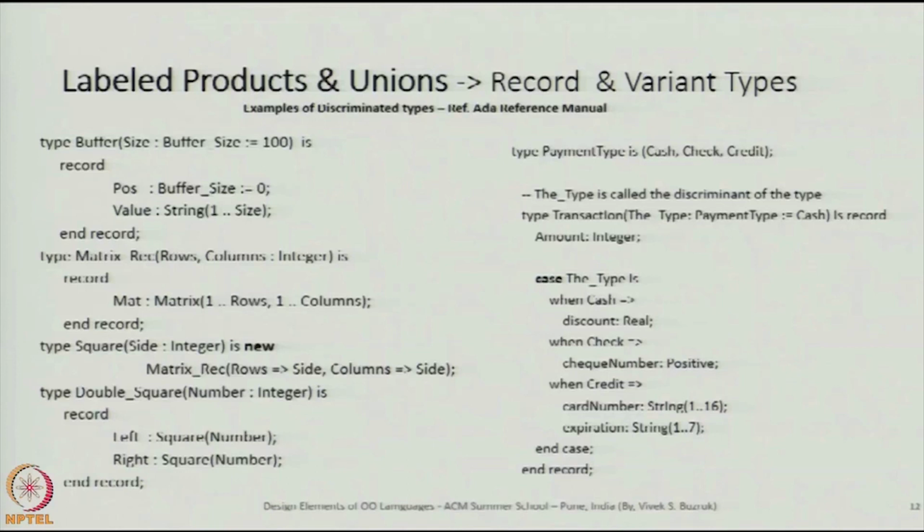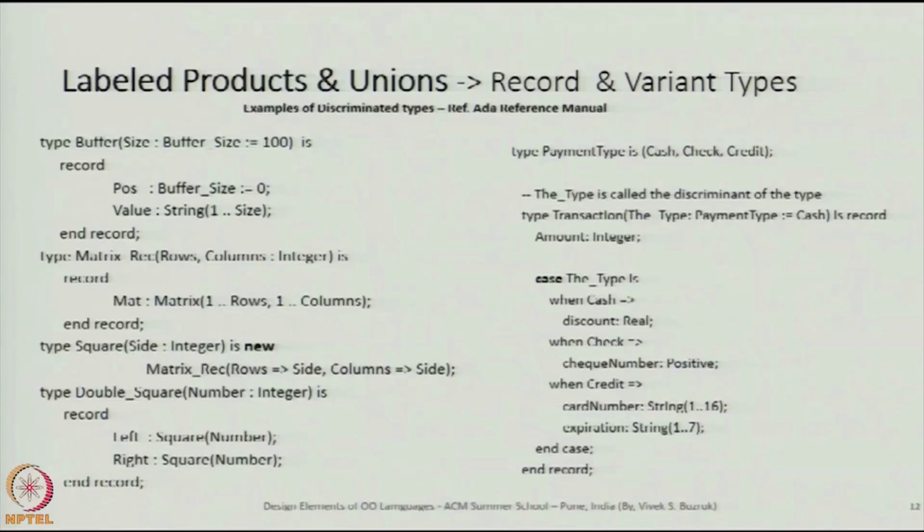It is called a discriminant. What we are saying is that if the type of the payment is cash, then this particular field becomes active. When the type is check, then this field is active. When the type is credit, then these fields become active. Now, if I do not use this particular discriminant and I use that as one of the field members, I still can represent this particular union variant type using the product type. I can do that, right?